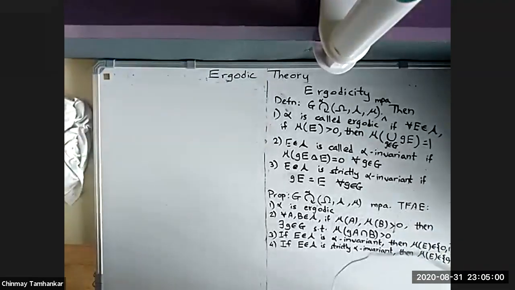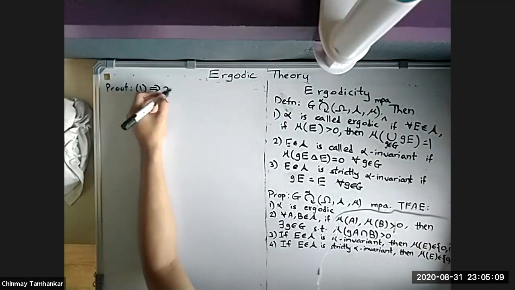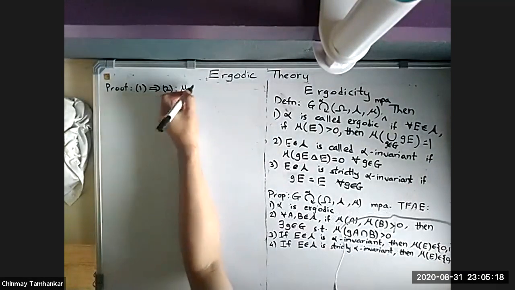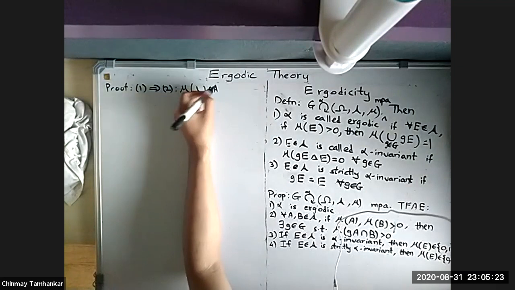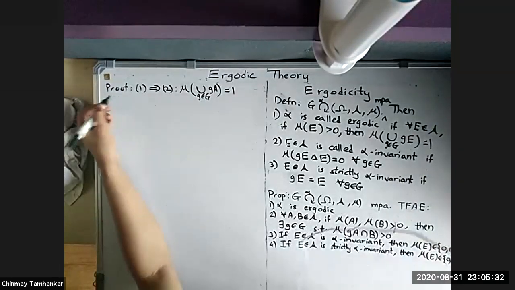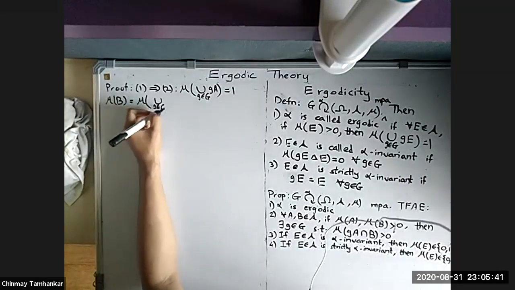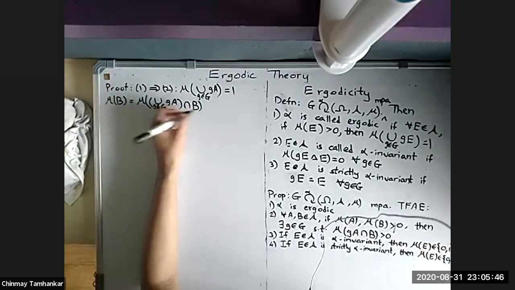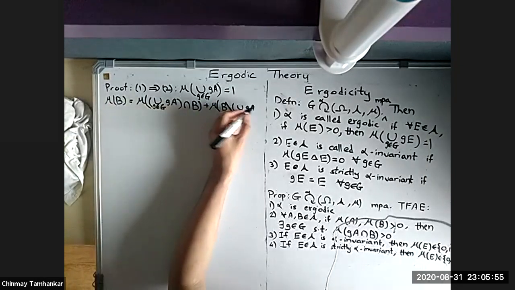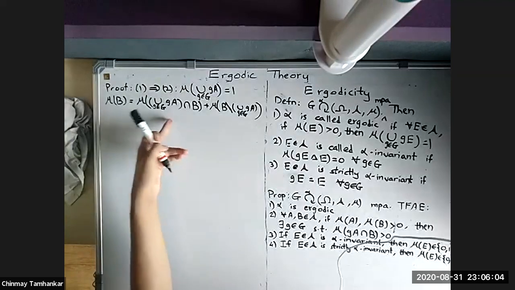I'll prove this now. First, since the action is ergodic, and because the measure of A is positive, what happens is that B we are breaking into two disjoint sets: B intersection this thing, whatever is in B and this thing, and whatever is in B but not in this thing.